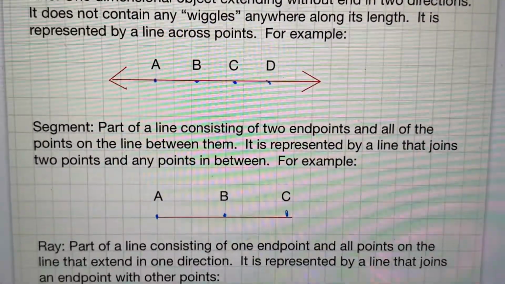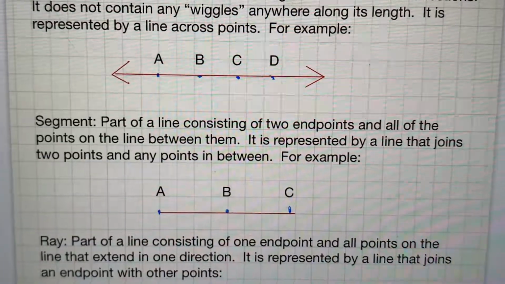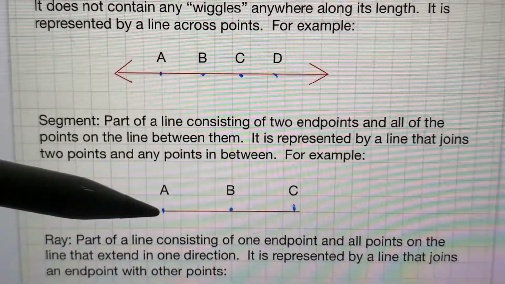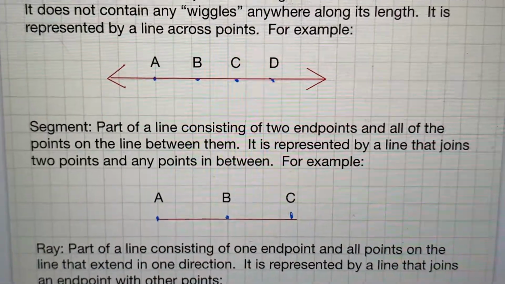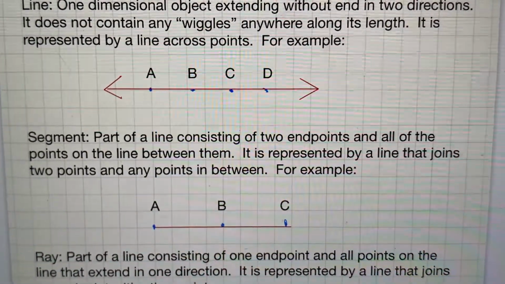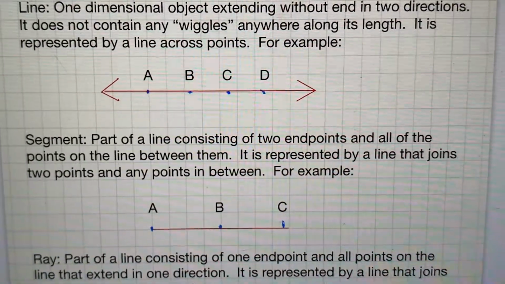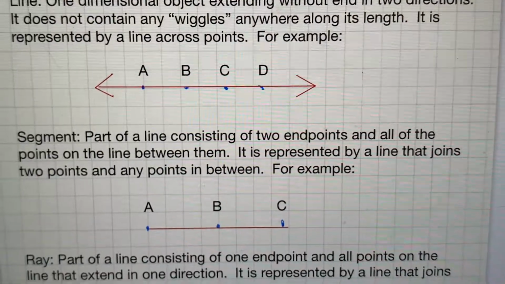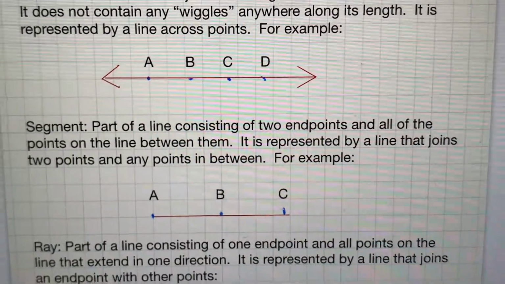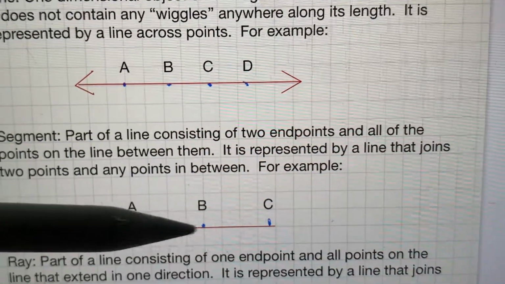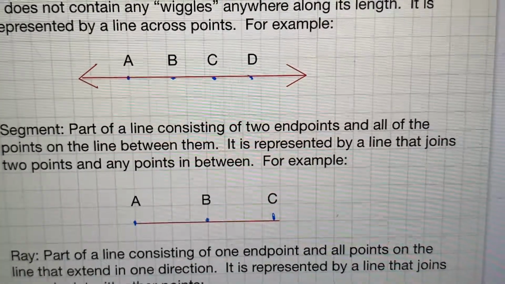Then we have the segment, which is a part of a line consisting of two endpoints. In this case, my endpoints are A and C. It is represented by a line that joins two points and any points in between them. In this case, it is joining A and B and B and C.